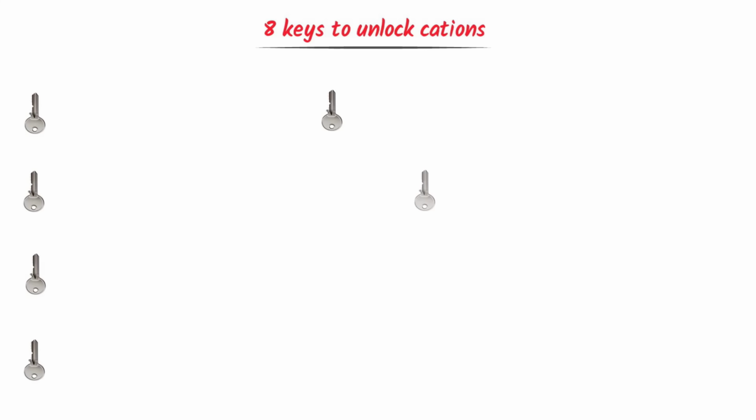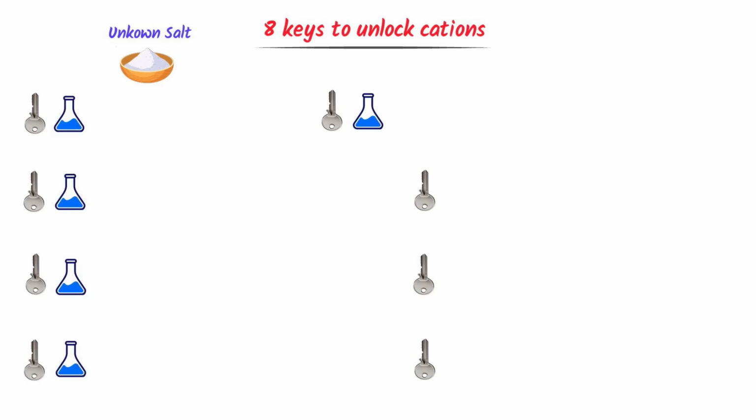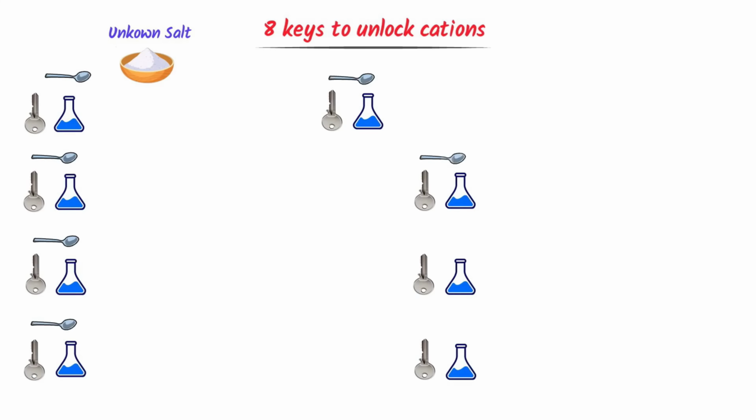Now we will use 8 keys in order to unlock the cation of any unknown salt. Consider this unknown salt. I will make its original solution in small quantity and I will add it to 8 different beakers. In the first 4 keys, I use solution of ammonium hydroxide.